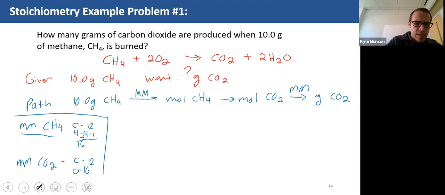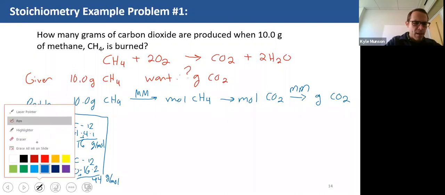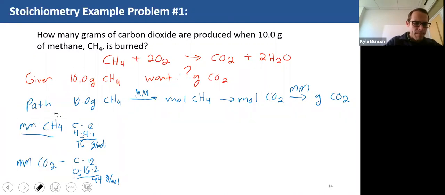Oxygen is 16 times 2. This is 44 grams per mole. Sorry if that is a little sloppy, I'm trying to fit everything. Those are the molar masses of these substances.